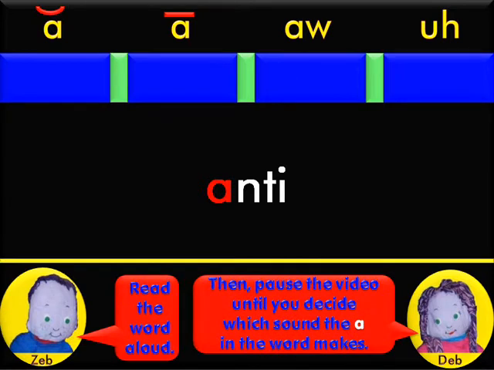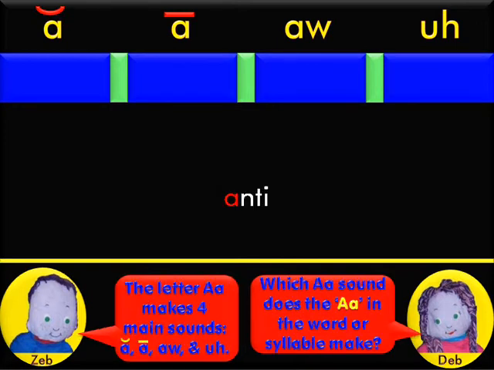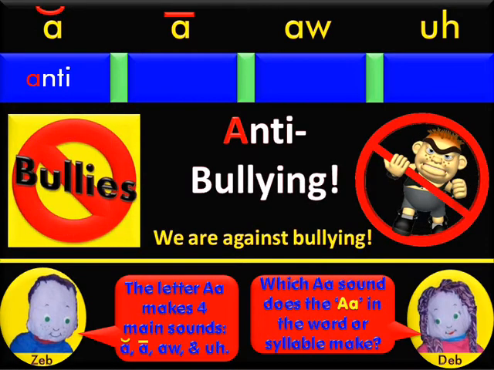Repeat after me. Anti. Now pause the video until you figure out which slot that word will go into. Read the word with me. Anti. Which slot does it go into? Did you guess correctly? Or more than guess, did you know the right slot? I bet you did. Now notice our pictures.